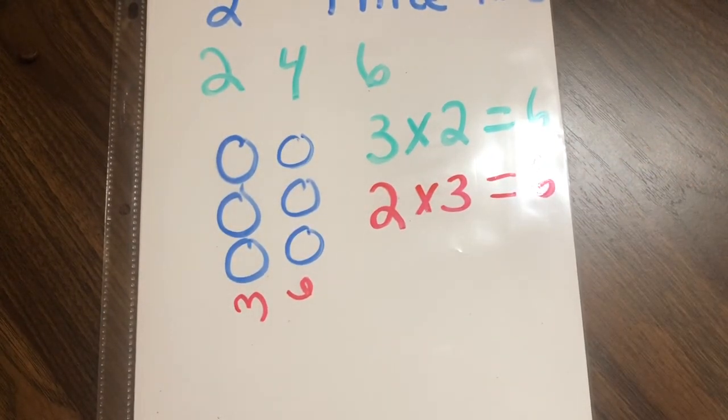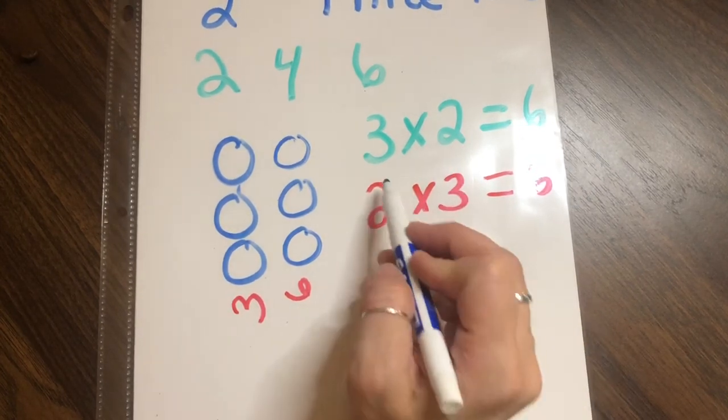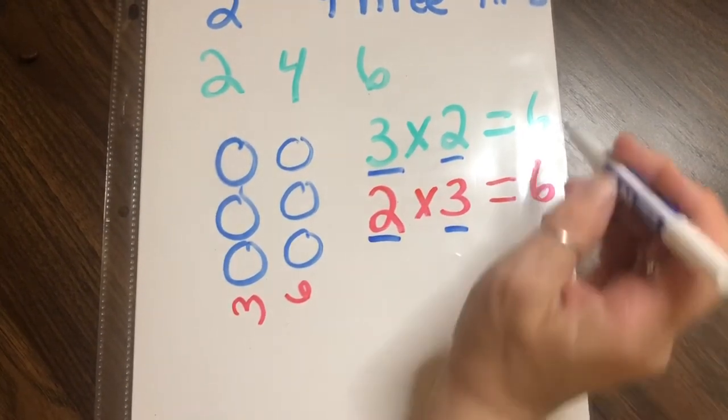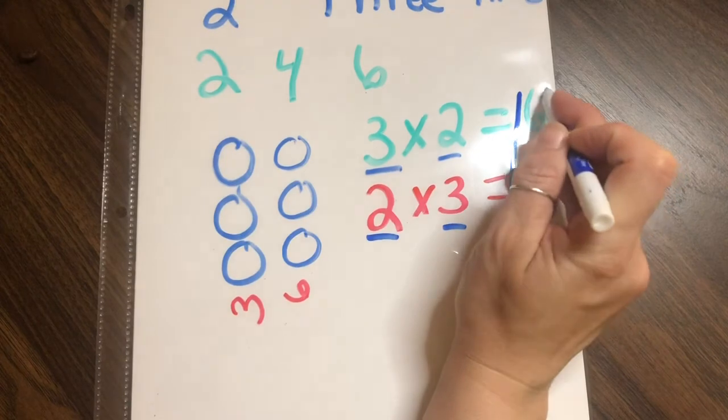Really nice job, third graders. Remind me, what property is that? Yeah, the commutative property. It says you can reverse your factors. If they're the same, you're going to get the same product.